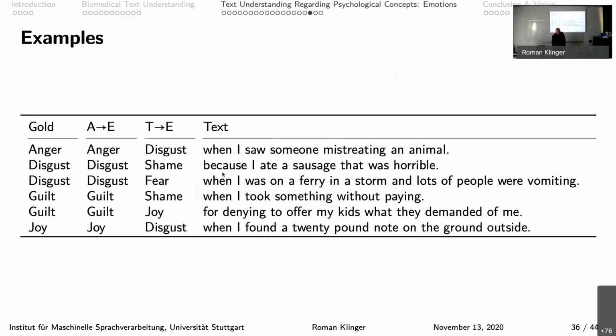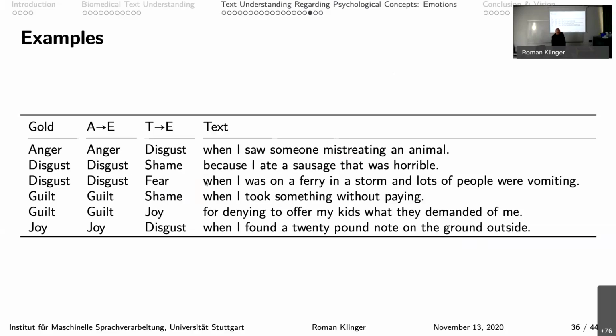When we have "because I ate a sausage that was horrible", the text classifier says shame. Shame is always about the self. So that's what the classifier focuses on, while the appraisal-based classifier recognizes that it's about the horrible thing.